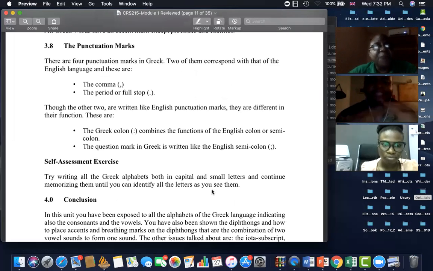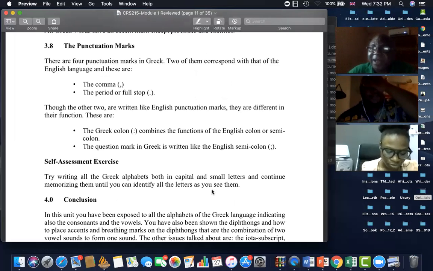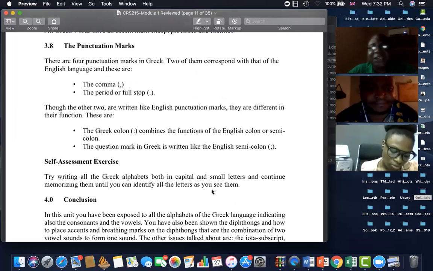Now, punctuation marks. There are four punctuation marks in Greek. You have the comma. It looks like the English comma also. You have the period or the full stop. It looks like the English full stop also.